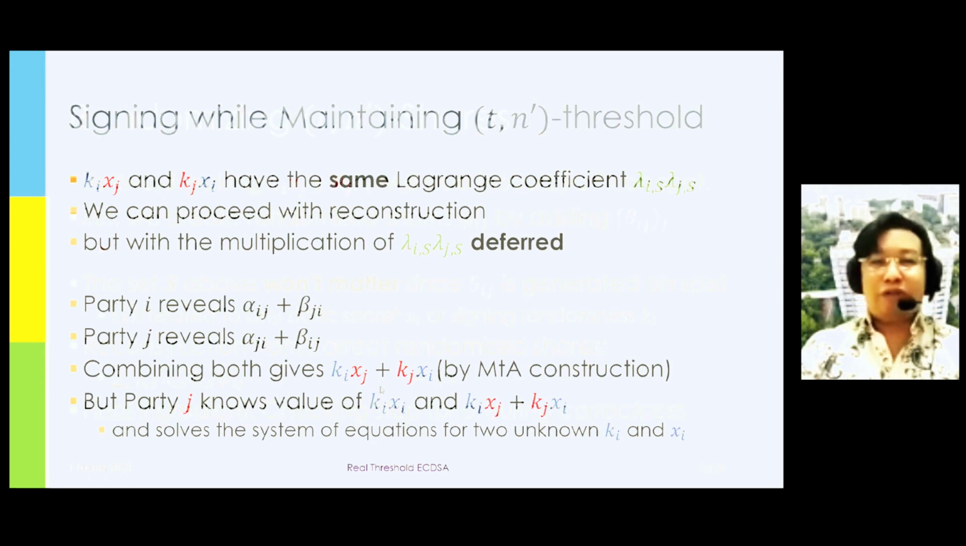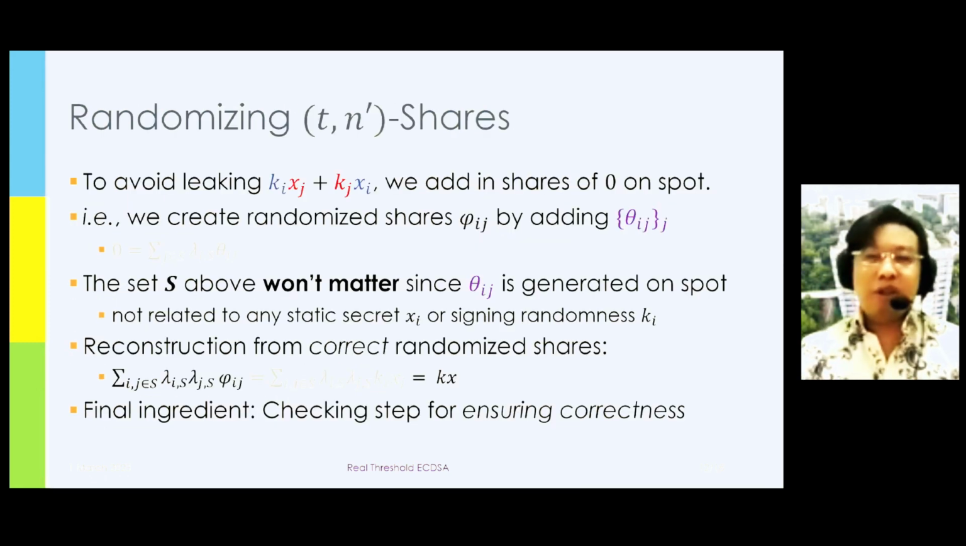So that comes to our final fix in terms of security. The idea is that we add in a secret sharing of 0 on the spot. Notice that because we generate those secret shares on the spot, the share here doesn't really matter. It is unlike the terms we need to deal with, because it's not related to any static secret here at all, or the signing randomness Ki at all. So with that, we can reconstruct the terms and eventually KS, which is our ultimate goal. But that is all based on one crucial fact that the share is correct.